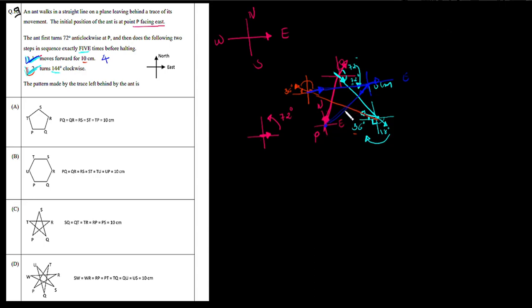Now look at this figure which is made by the ant's movement. You can easily see that option C is the correct figure, which is the movement of our ant with respect to these two steps. So option C is the correct trace for the ant's movement.